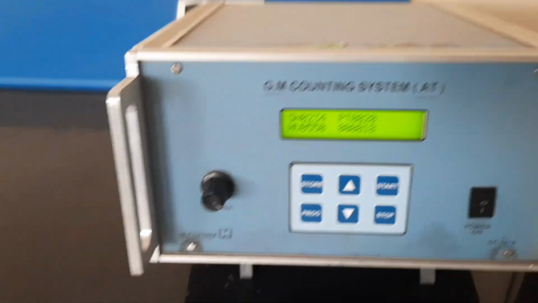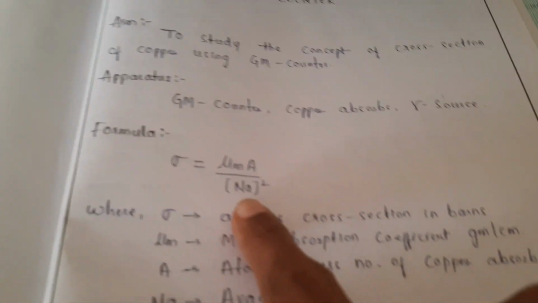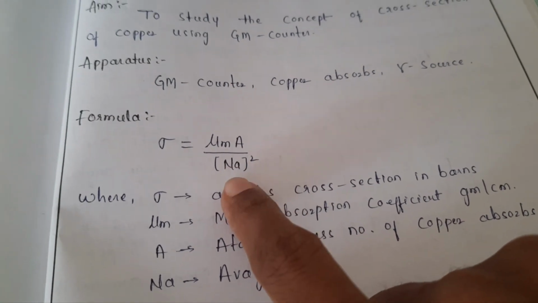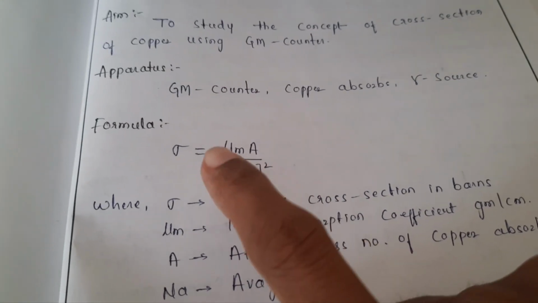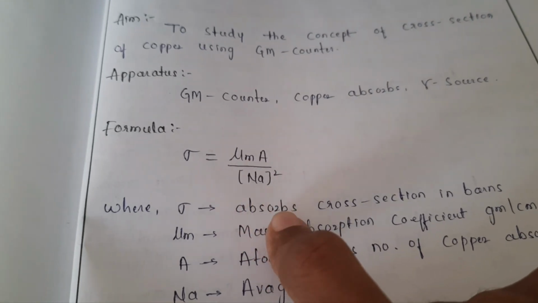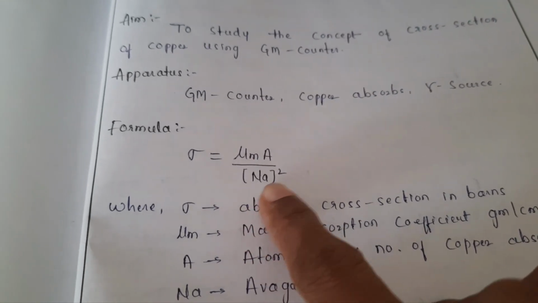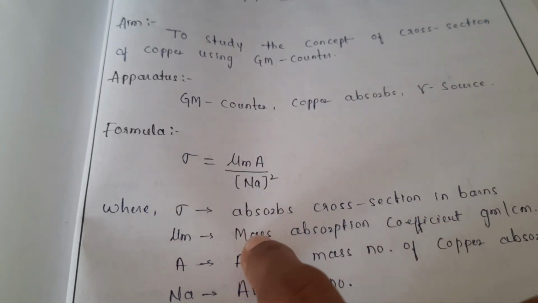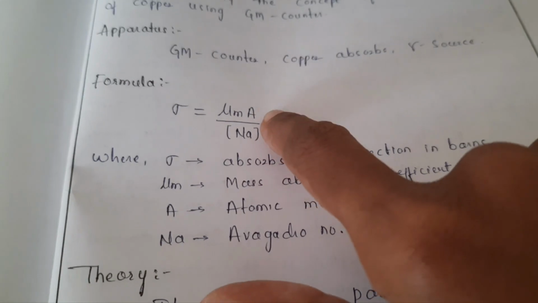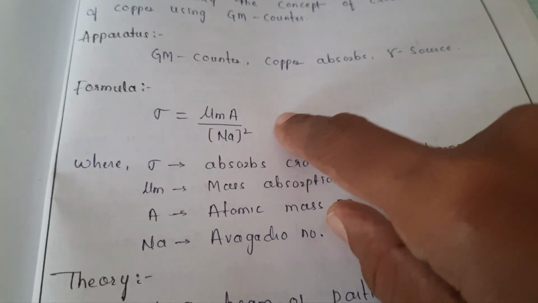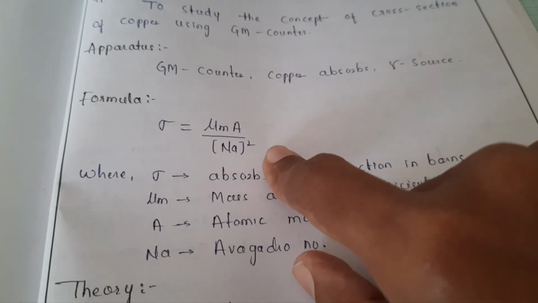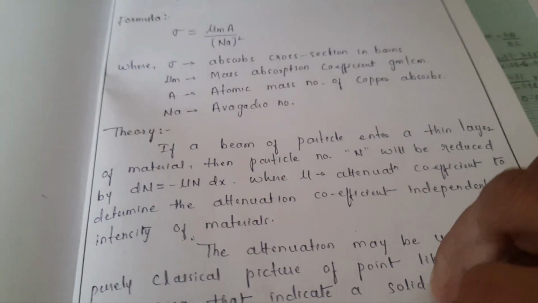Okay, GM counter. First thing you should understand is what cross section is. It is the area at which the interaction between particle and radiation is going to take place. It has the dimension of area, and the unit for cross section is the barn. The formula to calculate the cross section for a given absorber is mu_m into mass number divided by Avogadro number, square of that.